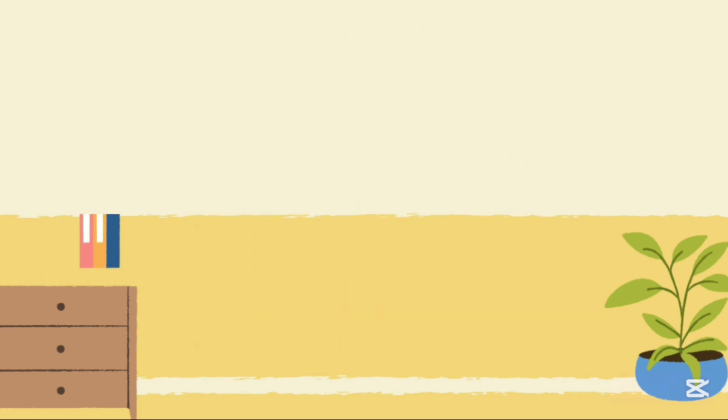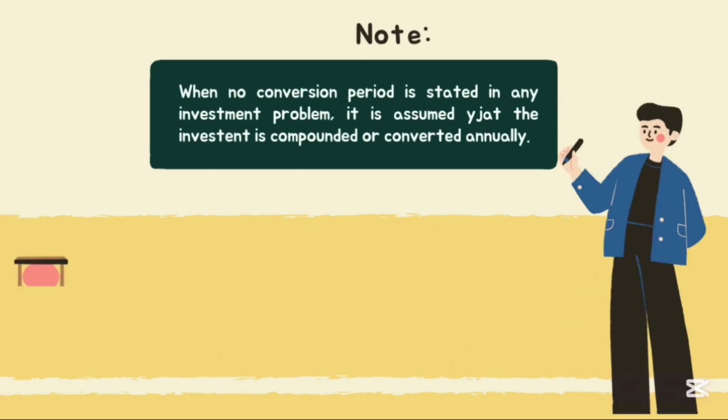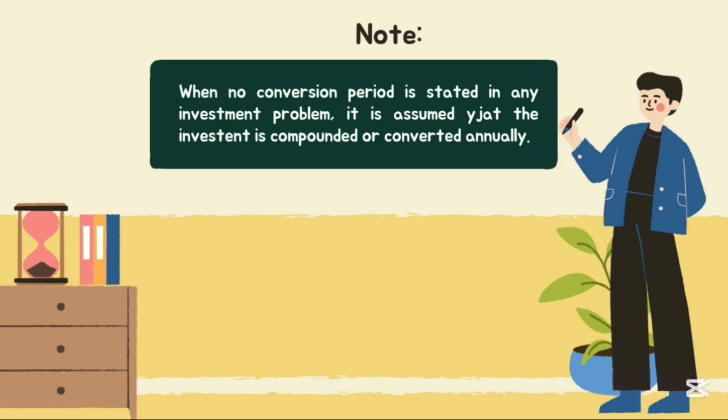The I here represents the compound interest. We also need to remember that when no conversion period is stated in any investment problem, it is assumed that the investment is compounded or converted annually.